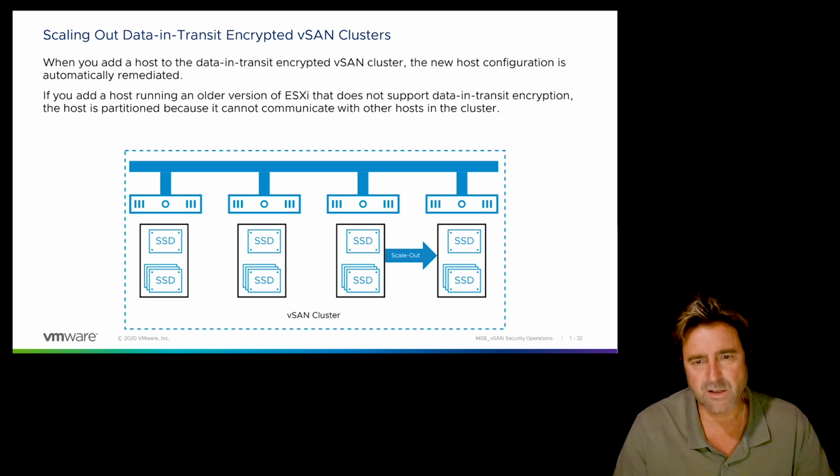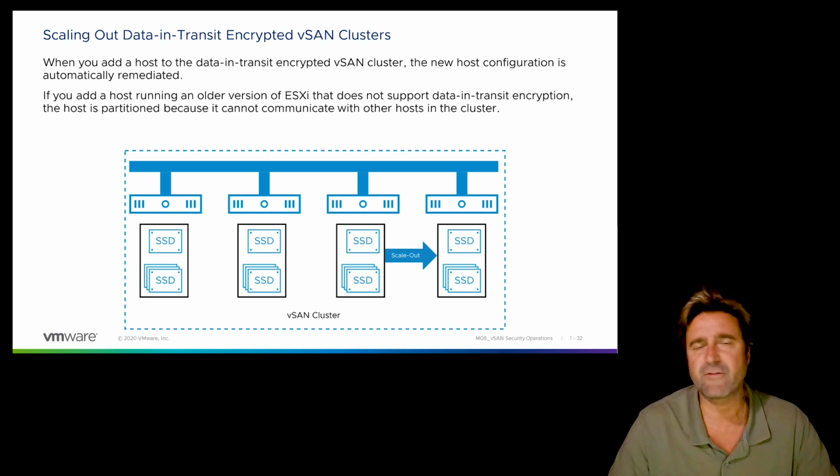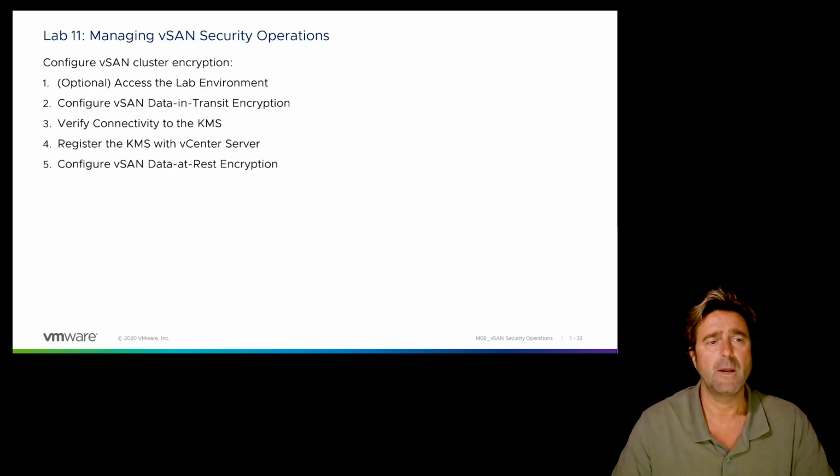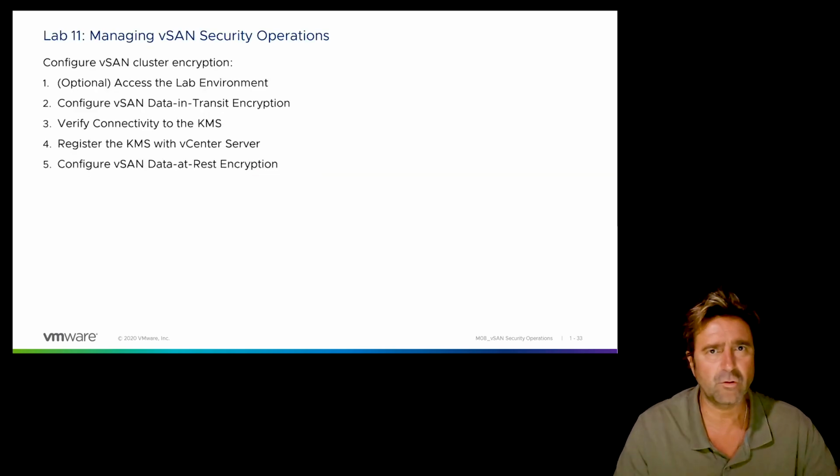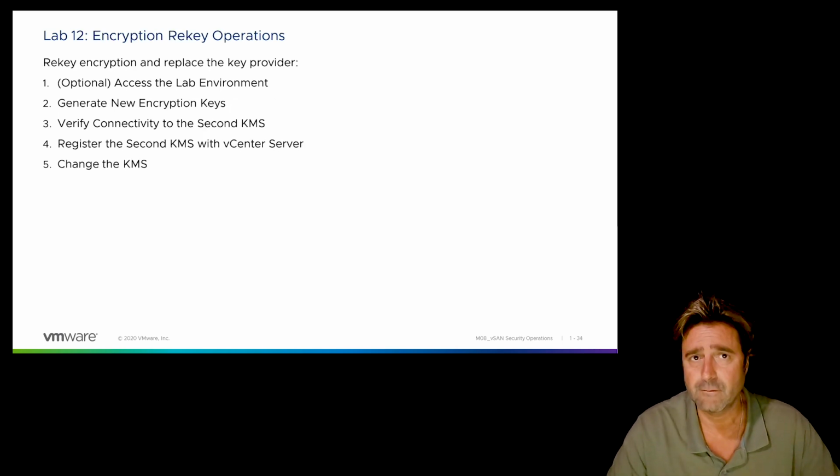And if you look at the second statement, remember this is new in 7.0 Update 1. So you cannot add an ESXi server running an older version. Otherwise, guess what? You're going to have a network partition. And if you take a look, I've mentioned we have 2 labs. So before you do labs 11 and 12, I'm going to do a quick demo.